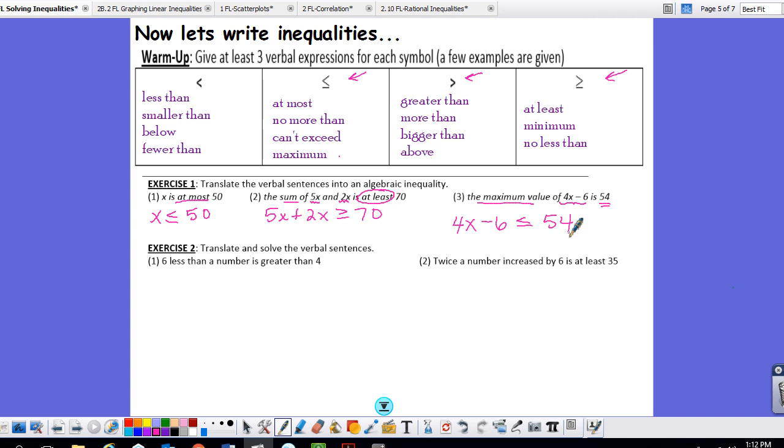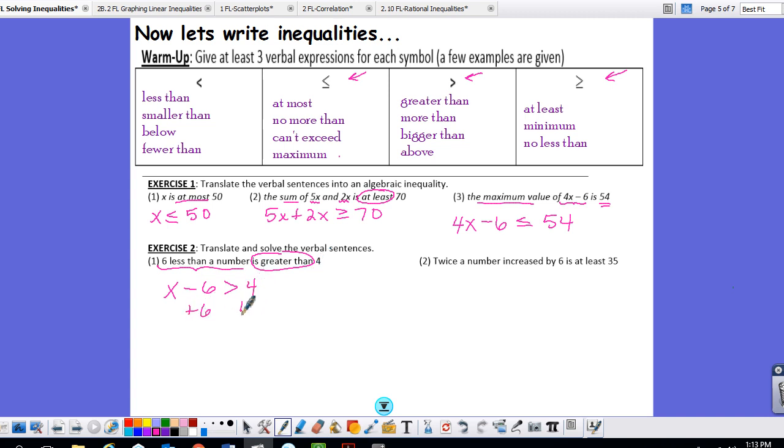Right? Translate and solve now. So we're going to do the same thing, but now we're actually going to solve these. So 6 less than a number. So be careful here. This is taking a number and comparing it to a variable. That's not an inequality. That's just a subtraction. So a number could be x, and 6 less than that means I'm subtracting 6 from it. Now I see is greater than. So that's my inequality. And then 4 is what it's greater than.